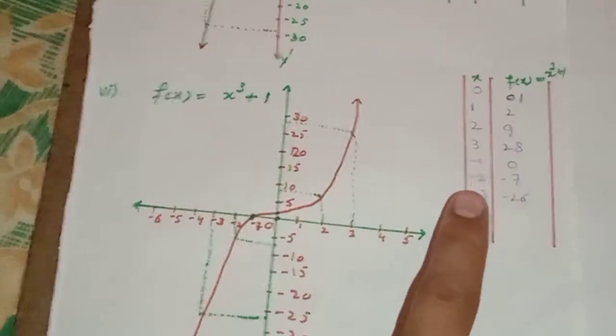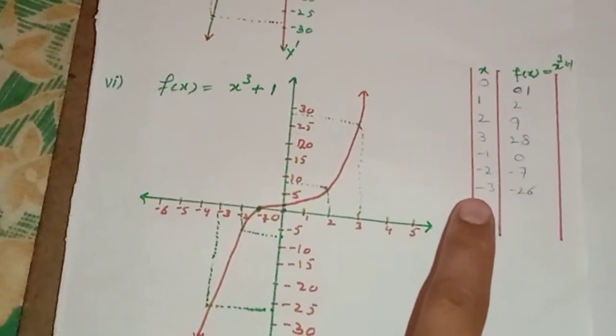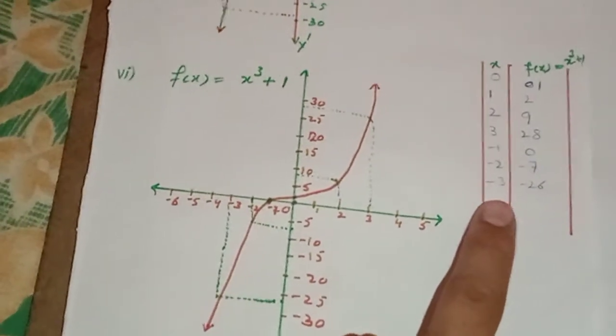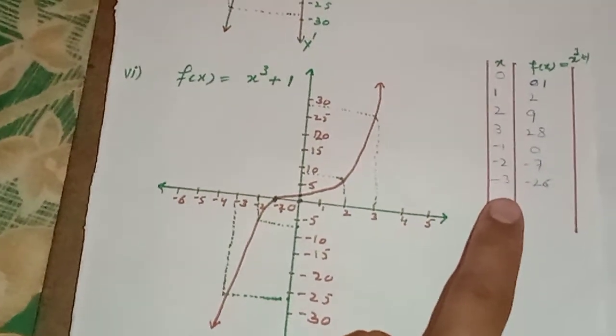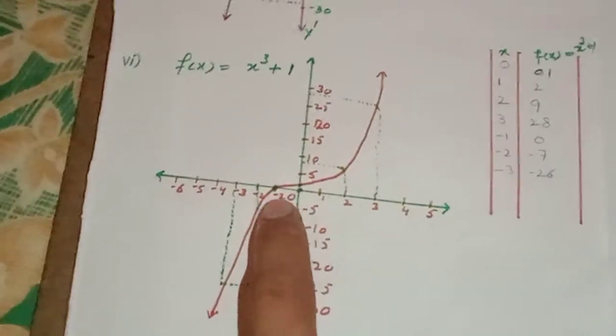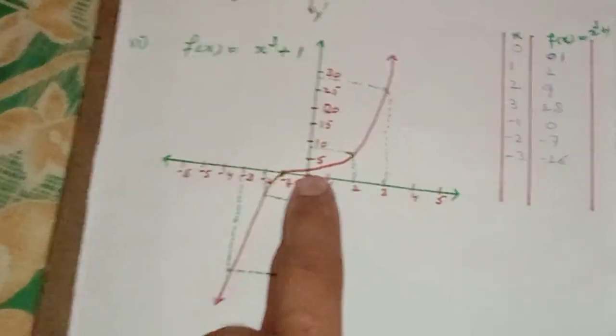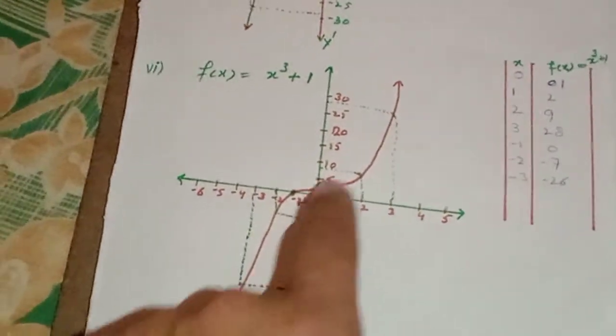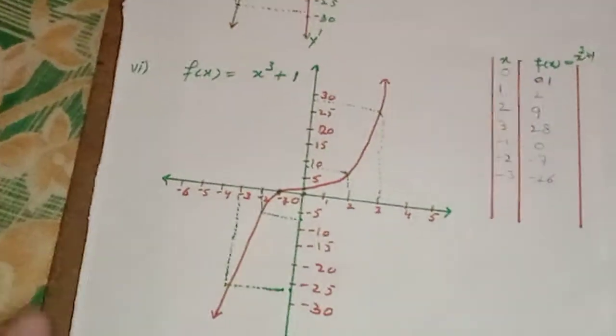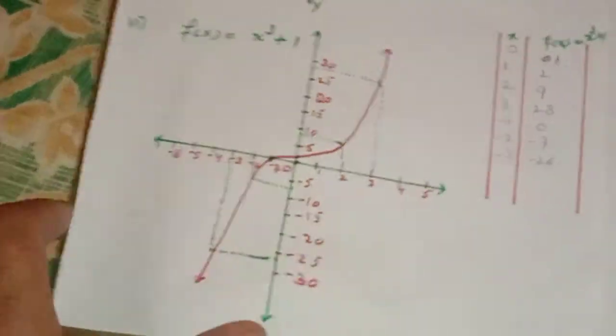As well, when we put -1, it gave us 0. When we put -2, it will give us -7. When we put -3, it will give us -26. So it passes through 1 on the y-axis. This is the graph of the function f(x) equals x cubed plus 1. It's so easy.